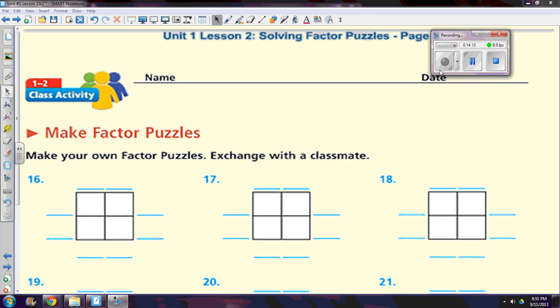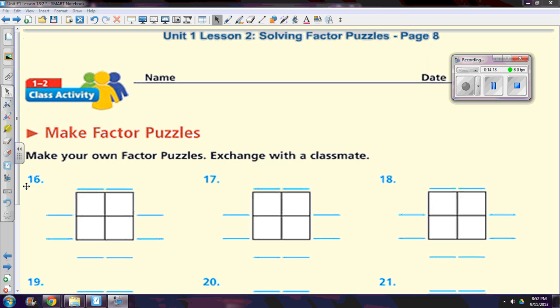All right, what I would like you to do here on page, I think it's page 8, is your job is to make a couple of factor puzzles to exchange with a classmate in class on Friday or Monday, depending on when we get to it. So let's take a look at number 16. Again, it will vary, but I'm just going to give you an example.